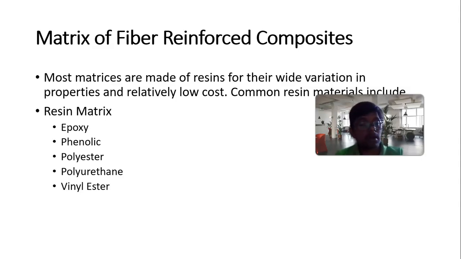So some of the commonly used resin materials are listed in this slide. The first one is an epoxy. This epoxy resin is commonly called a thermosetting resin. In case you are using the phenolic, it is also thermosetting, but compared to epoxy araldite, it is a little bit less strong. Then polyester is coming under thermoplastic.